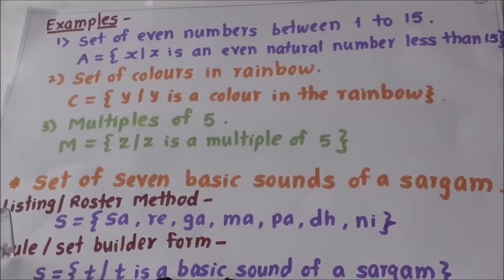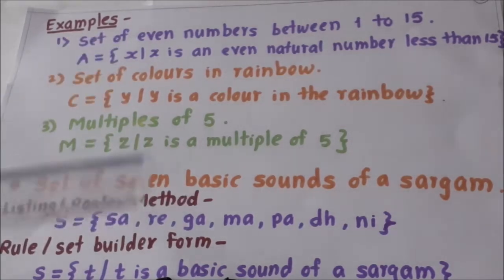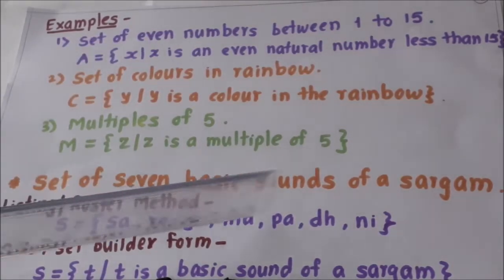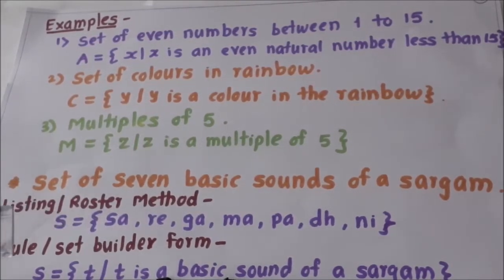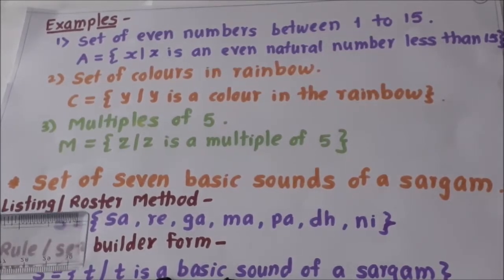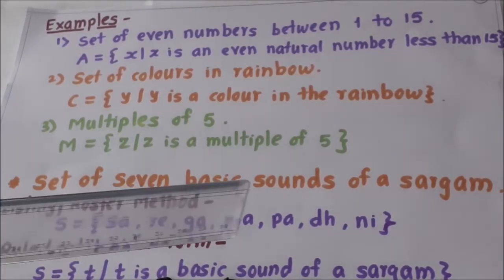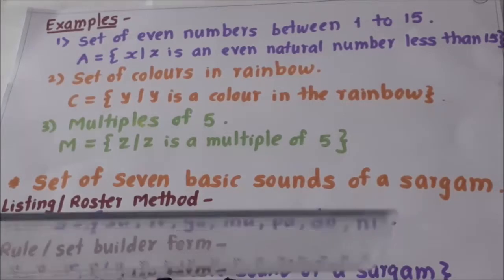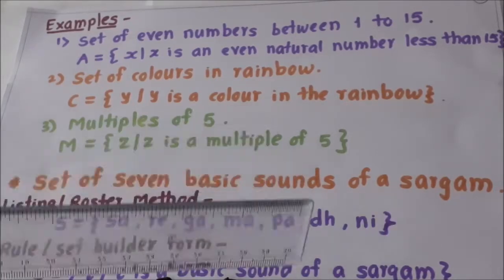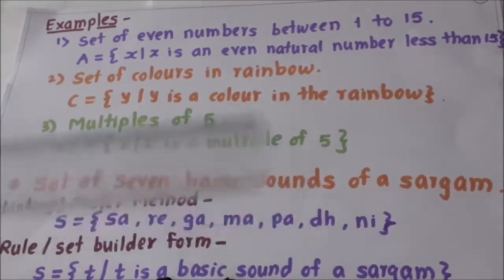And second, the rule method or set builder form. Here we have to consider this element with one alphabet. So S is equal to t such that t is a basic sound of a sargam. So here you have to mention the property of that sargam.